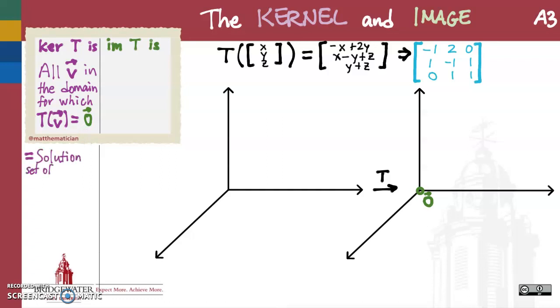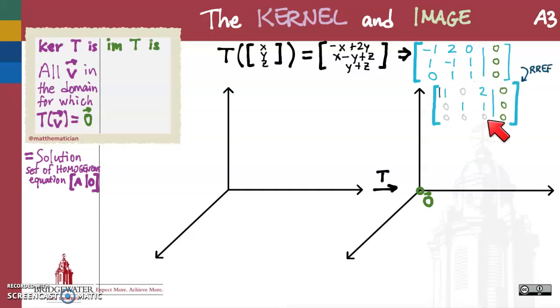In other words, the kernel of T is nothing more than the solution set of the homogeneous equation which has this standard matrix and which has the zero vector on the right-hand side. Remember, this equation is always consistent because we know the zero vector itself in the domain is always sent to the zero vector in the codomain. What other vectors might also get sent to the zero vector can be found by solving the system.